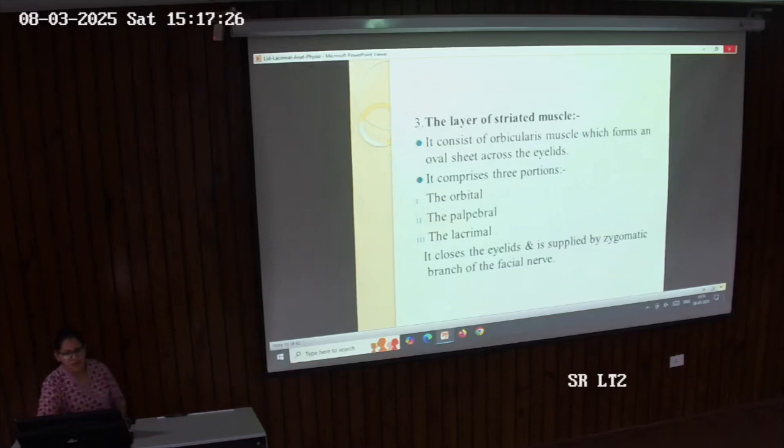Now third layer is layer of striated muscle. It consists of the orbicularis oculi muscle which surrounds the eye. It comprises three portions: the orbital portion, palpebral portion, and the lacrimal portion. It closes the eyelid and is supplied by the zygomatic branch of facial nerve.